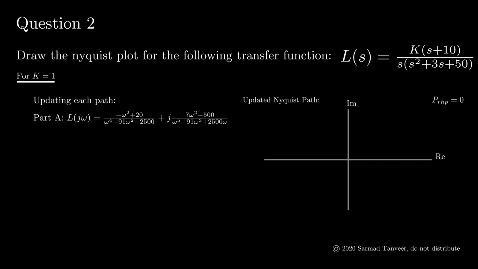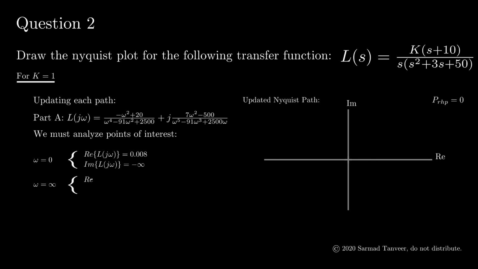In order to plot part A, we must analyze points of interest. When omega is equal to 0, which indicates the beginning of part A, the real component of part A equals 0.008, and the imaginary component of part A equals negative infinity. At omega equals infinity, which indicates the end of part A, the real part approaches 0 from the negative side of the horizontal axis, and the imaginary part approaches 0 from the positive side of the vertical axis.